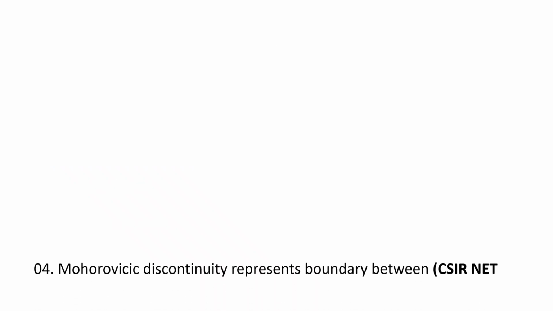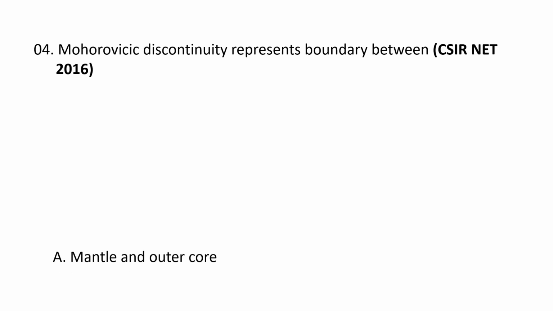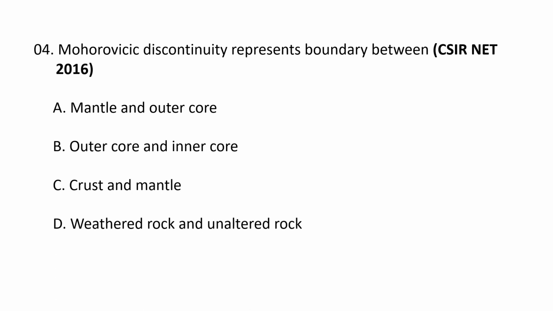Next question. Mohorovicic discontinuity represents boundary between A. Mantle and outer core, B. Outer core and inner core, C. Crust and mantle, D. Weathered rock and unaltered rock. The correct option goes as C. Crust and mantle. The Mohorovicic discontinuity, often referred as the MOHO, represents the boundary between the Earth's crust and the mantle.